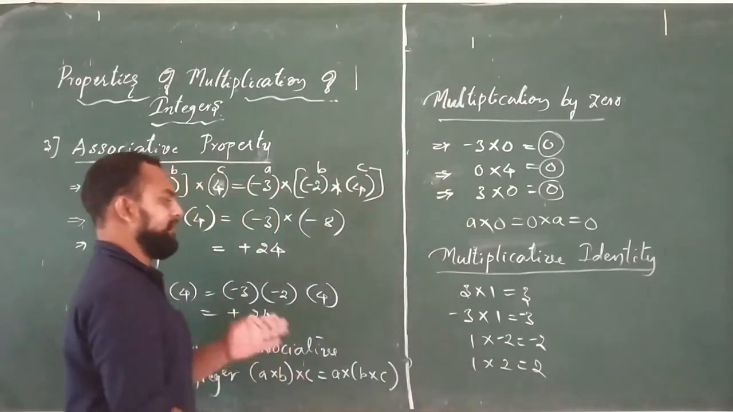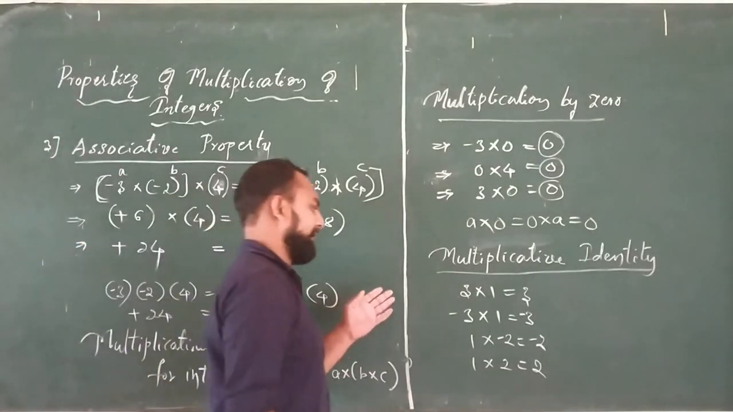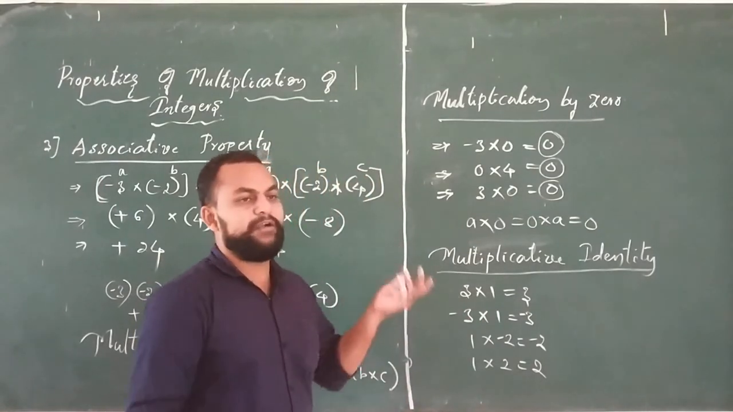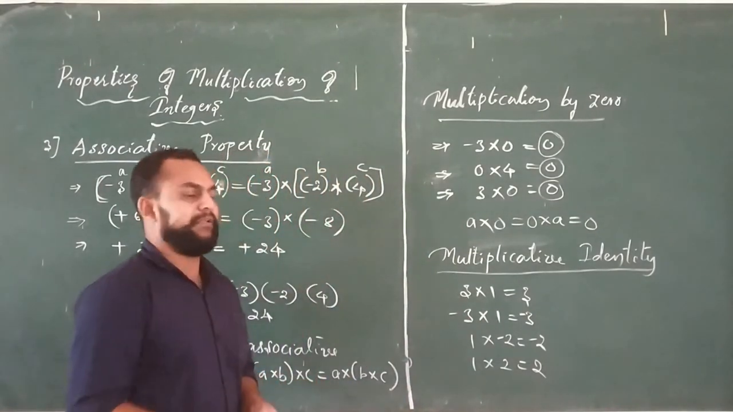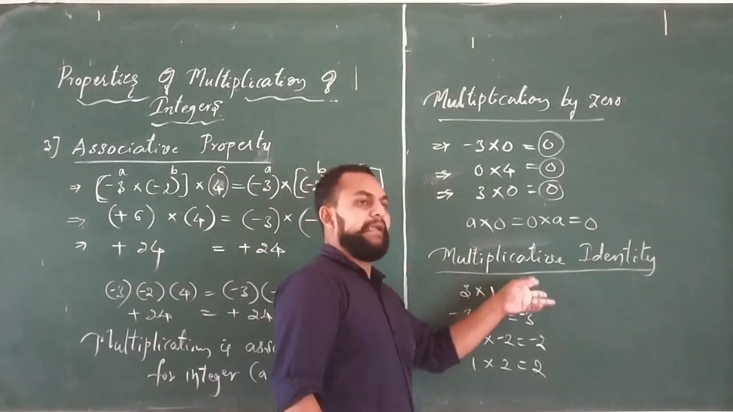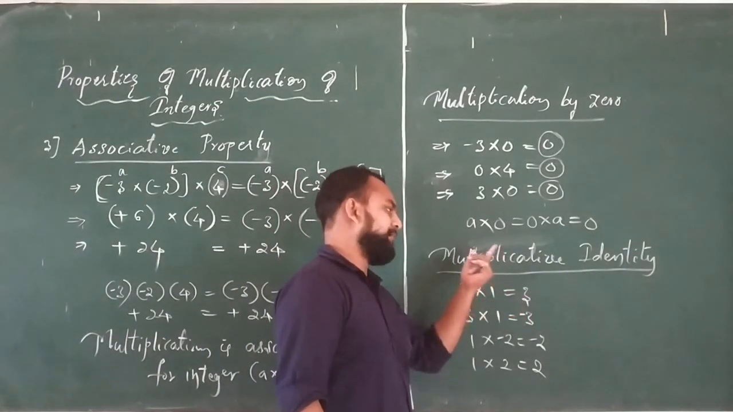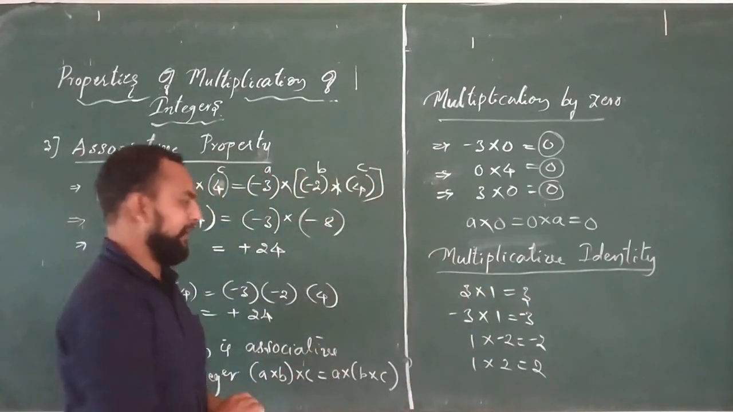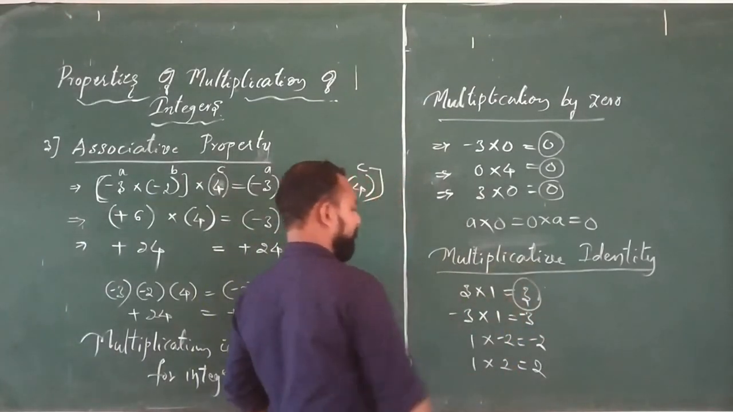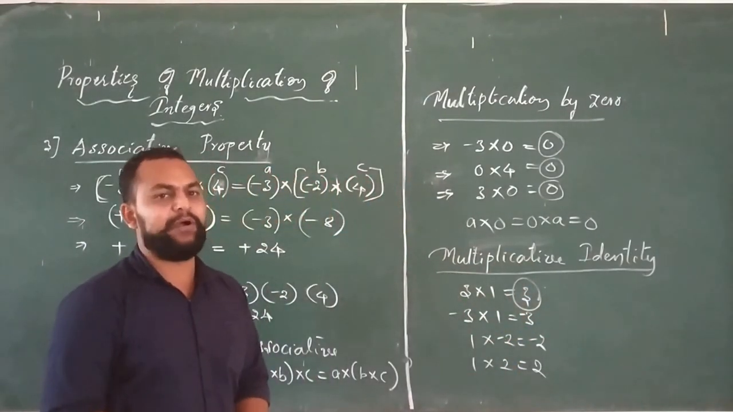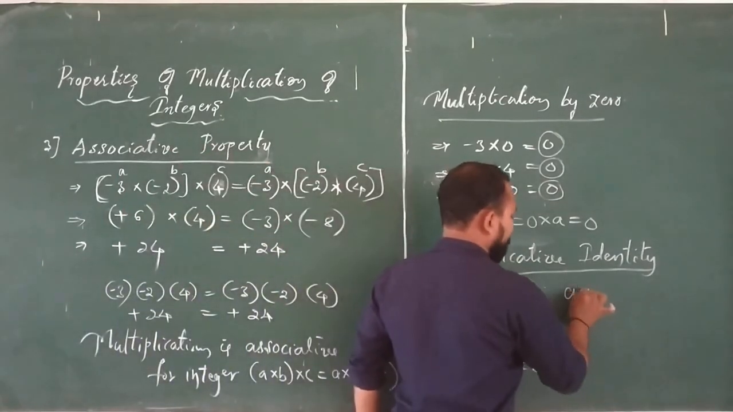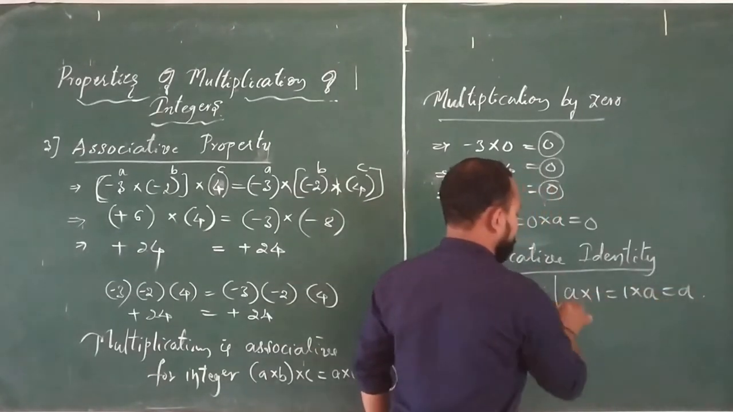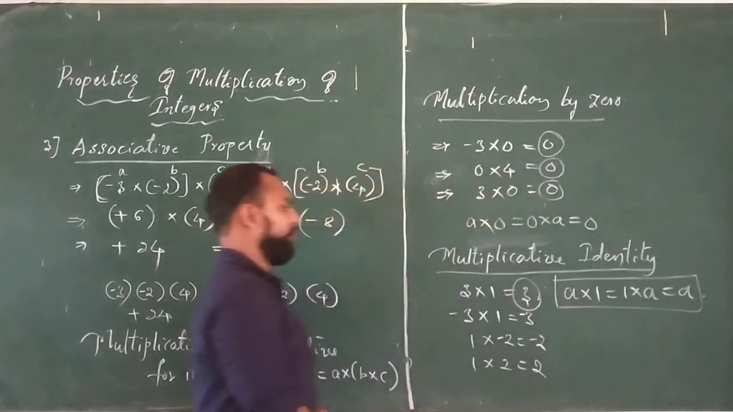That means when we multiply any integer by 1, or 1 by any integer, we get the same integer again. Therefore 1 is the multiplicative identity. In general, a into 1 or 1 into a is a. This is the multiplicative identity.